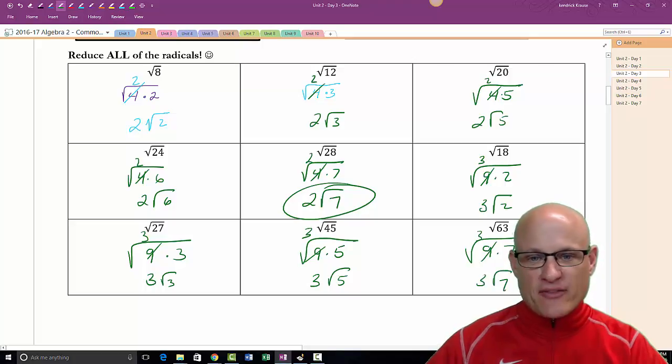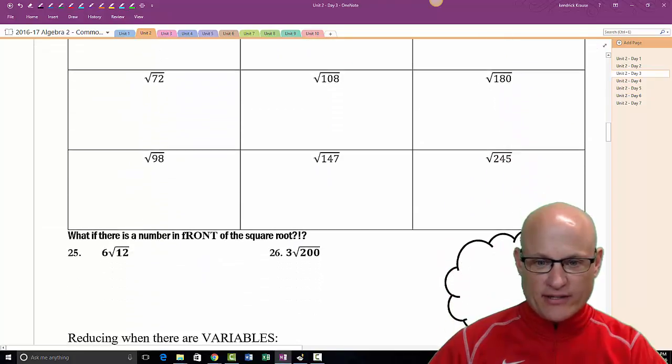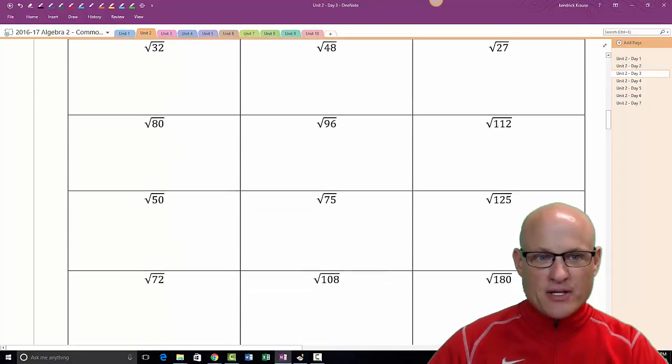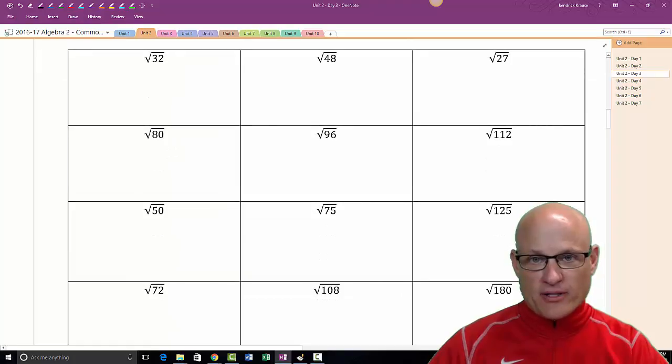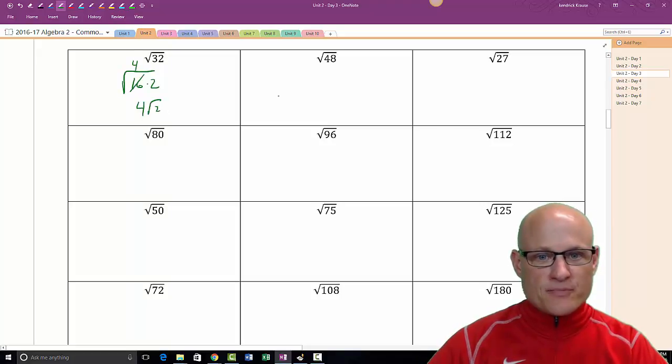These should not be anything that you can't do. In fact, in my class, I'm just going to have my kids go to town on these and spend a whole lot of time. So I'm going to pause the video right now. Well, no, let's just keep going through them. This is the square root of 16 times 2. That's 4. 4 square roots of 2. Square root of 16 times 3.